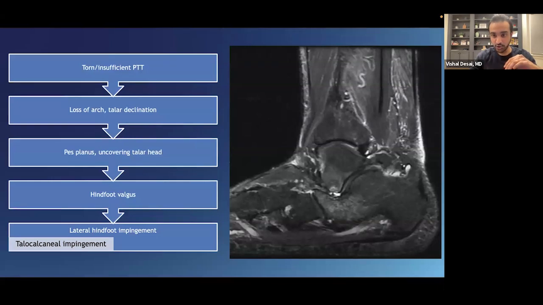So as that talus drops down, you're going to end up with a pseudo-articulation of the lateral process of the talus with the angle of Gissane on the calcaneus. This is not an articular surface of the subtalar joint. This is extra-articular, and that's why we have this kind of stress or this bone marrow edema, and sometimes you'll see cystic change across this pseudoarthrosis. So this is extra-articular talocalcaneal impingement.